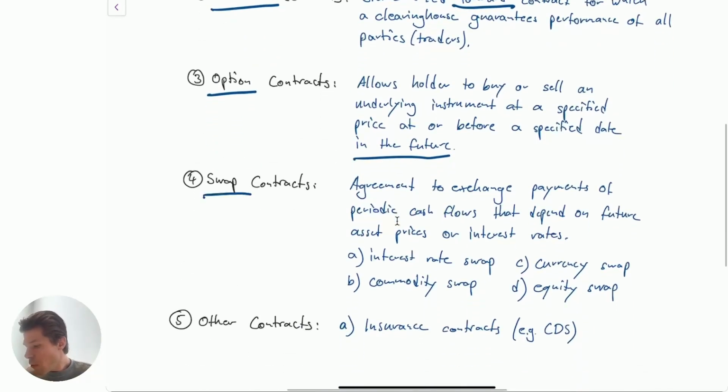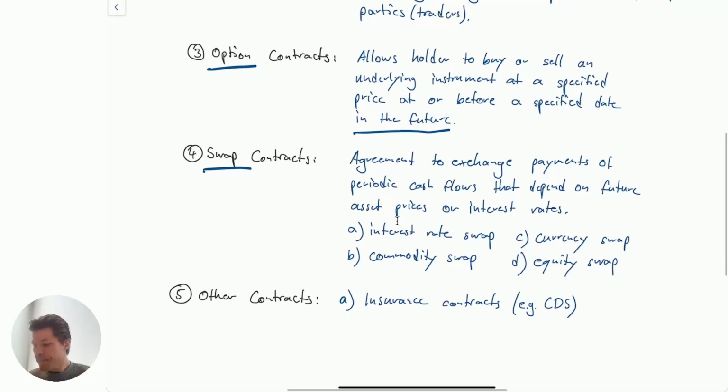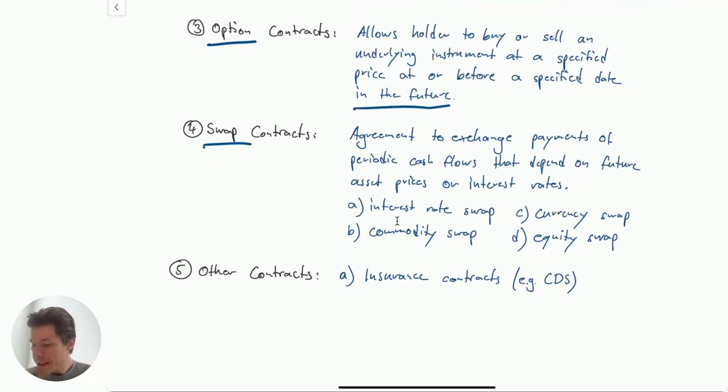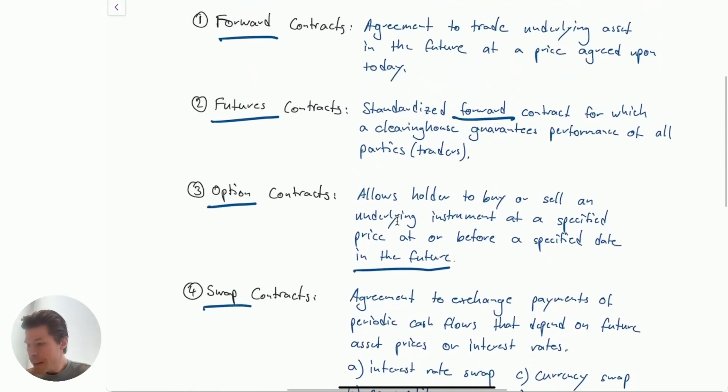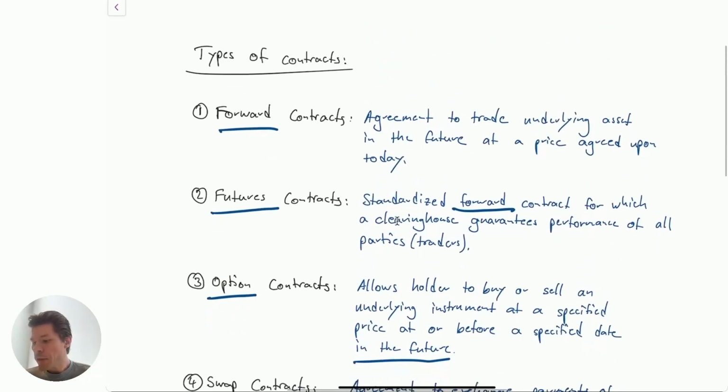Swap contracts, a different form, is a bit different. It's an agreement to exchange payments of periodic cash flow that depend on future asset prices or interest rates. There are interest rate swaps, commodity swaps, currency swaps, equity swaps. I will make another video to go into the details. And then lastly, we talk about other contracts. It's mainly around insurance contracts, and then you have a contract with an insurance company. If something happens in the future, then you basically get compensated for any loss and so on. So these are, I would say, four or five key areas when talking about contracts in finance.